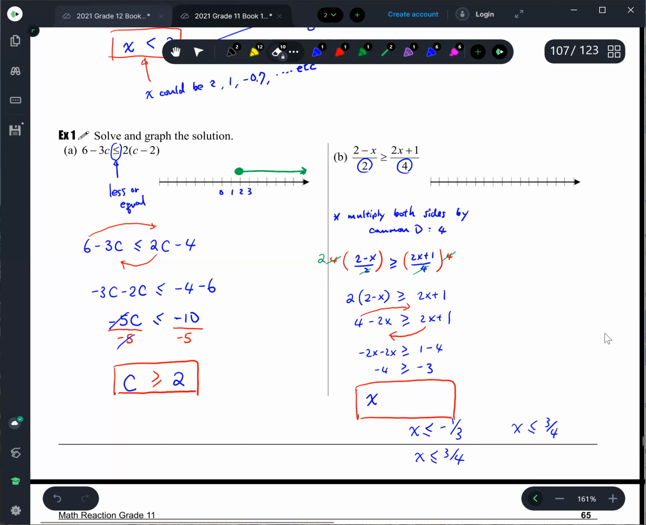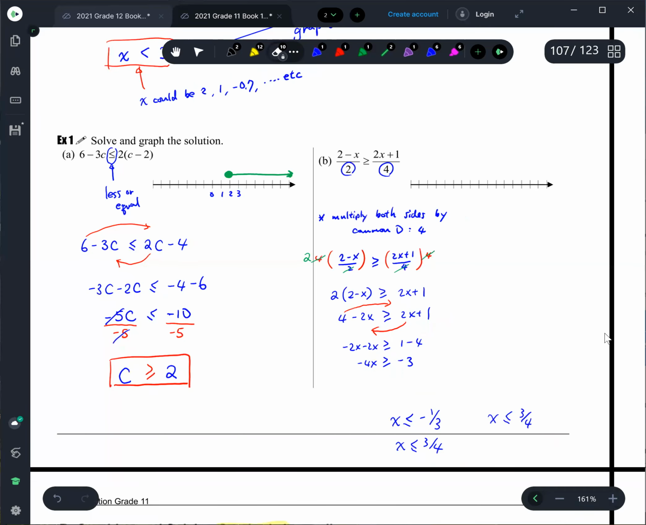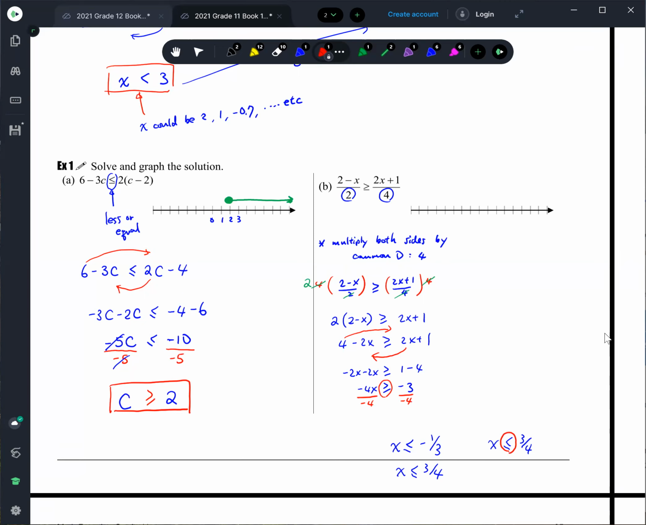Okay. So we have to divide, right? Now we need to isolate x. Divide both sides by negative 4. So once again, when you are dividing by a negative, you need to flip the sign. So greater than or equal, you need to change it to less than or equal. Okay, so your answer will be this one.